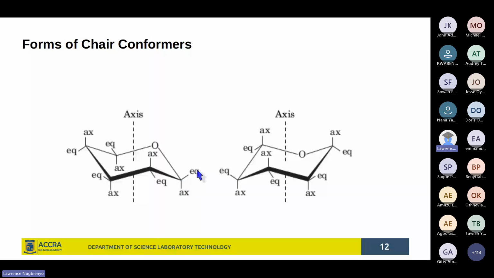So axial only means the groups which are parallel to the axis, and the equatorial groups are those that are perpendicular to the axis. And usually when these structures are drawn, you have the equatorial groups being the bulkier groups, because it is in that equatorial position that there is enough space for bulky groups.